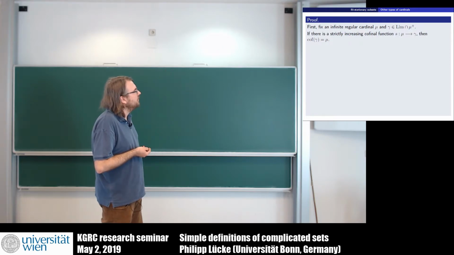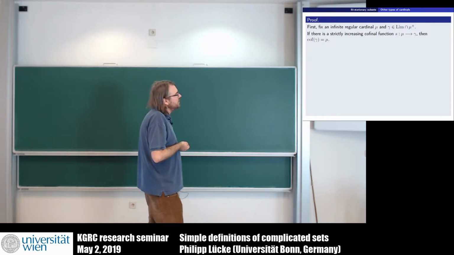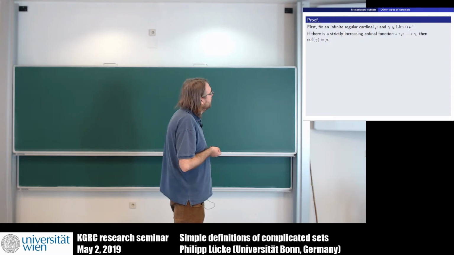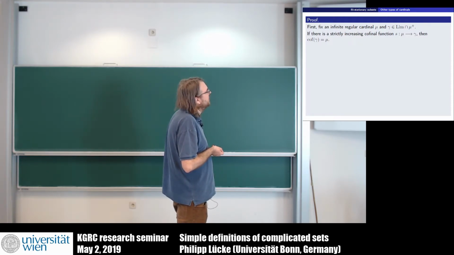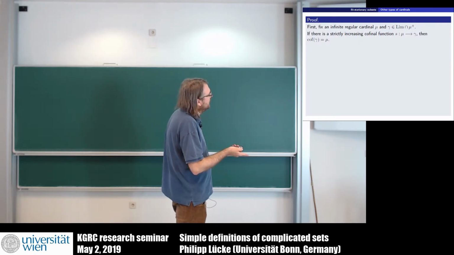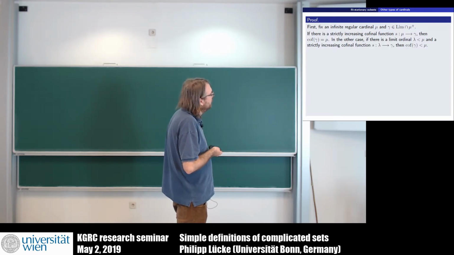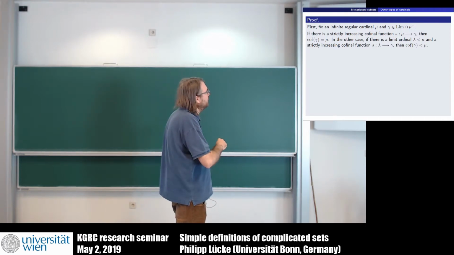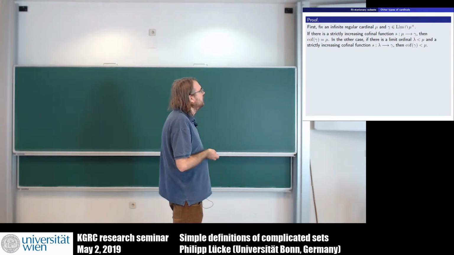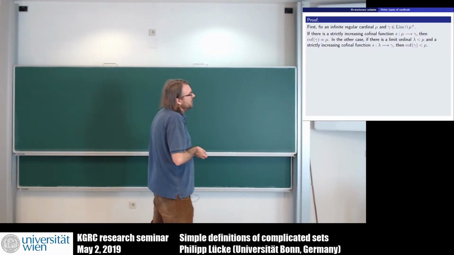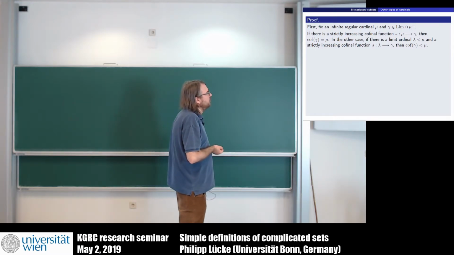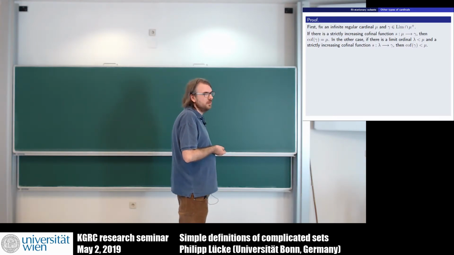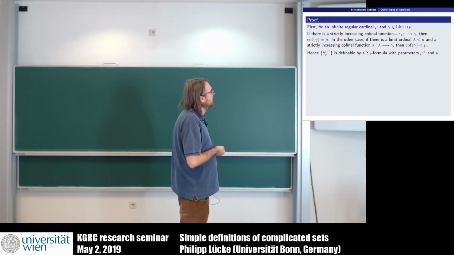So if you have some limit ordinal smaller than the successor, then the assumption that there's a strictly increasing cofinal function from the cardinal to this ordinal implies that the cofinality is mu. And in the other case, if there's a smaller limit ordinal and a cofinal function, then the cofinality is smaller than mu. But now this is a sigma 1 definition of S mu plus mu.